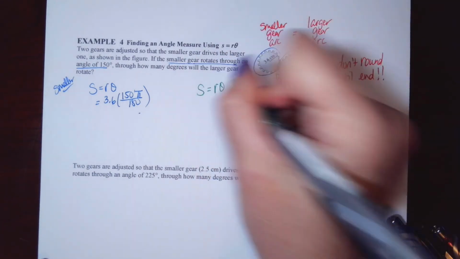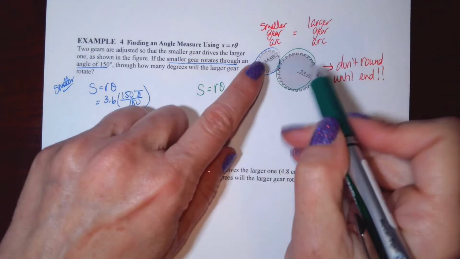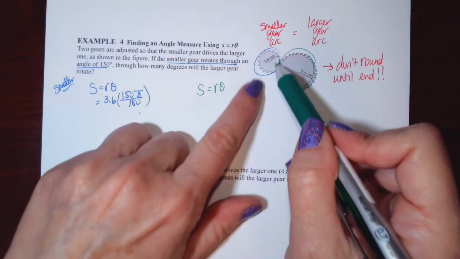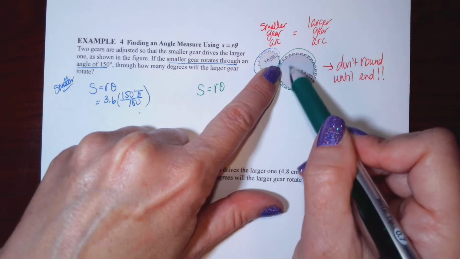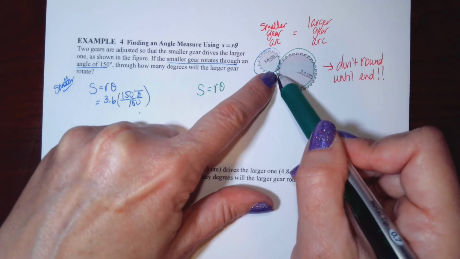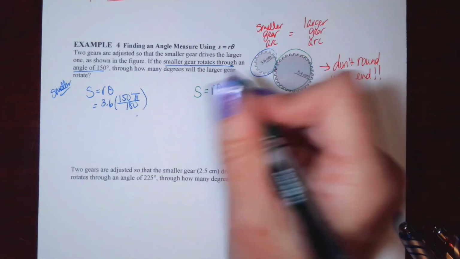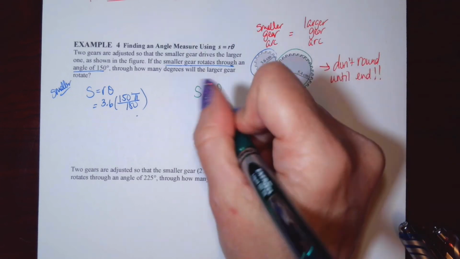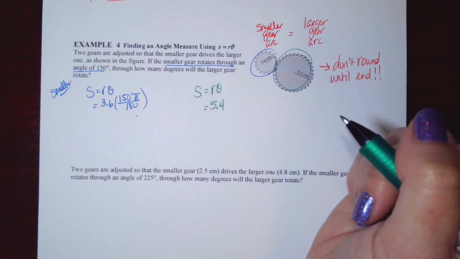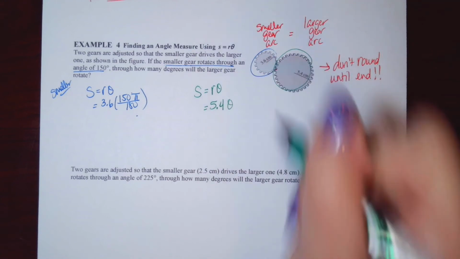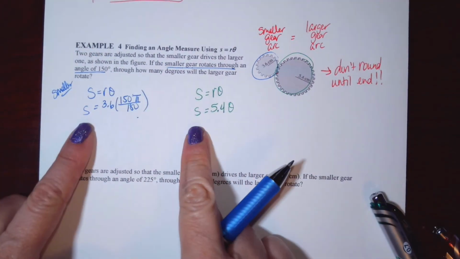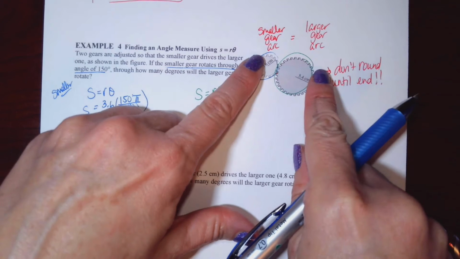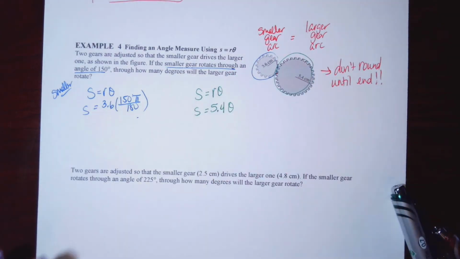s is also equal to r theta, and if the smaller gear turns 150 degrees, how many degrees is the larger gear going to turn so that the arcs where the teeth touch are going to match? Well, we know that this radius is 5.4, but this value of theta, this is what we're after. This is what we're trying to figure out. This is also equal to s. That arc length is the same. The distance that rotates here is the same.